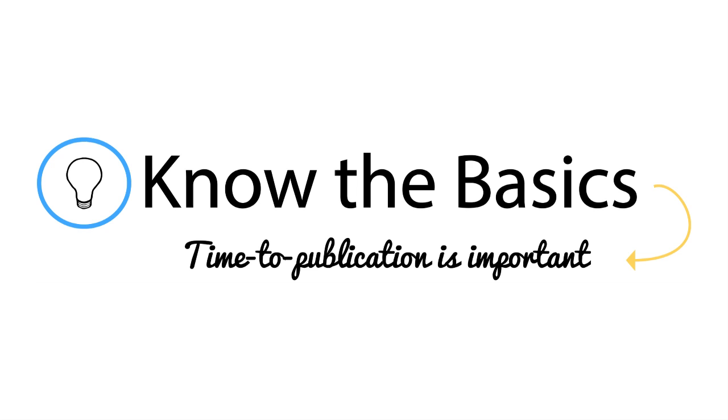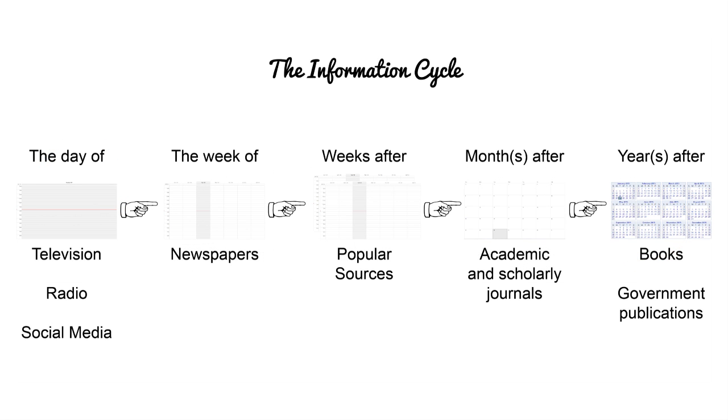Ultimately, the amount of time it takes to publish a source after an event occurs can affect your research. How? Let's look at the information cycle to explain. The information cycle shows when information becomes available to the public after an event occurs. As you can see by this graphic, different types of sources have shorter and longer publication timelines.